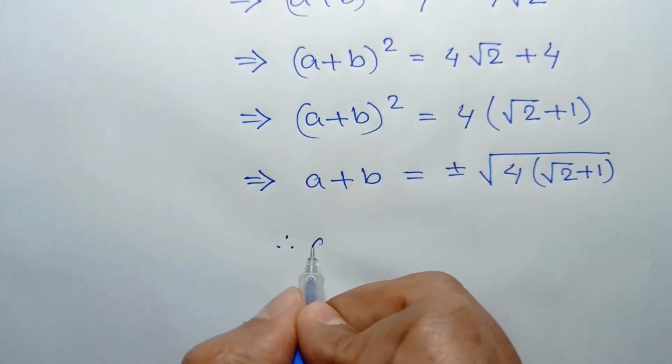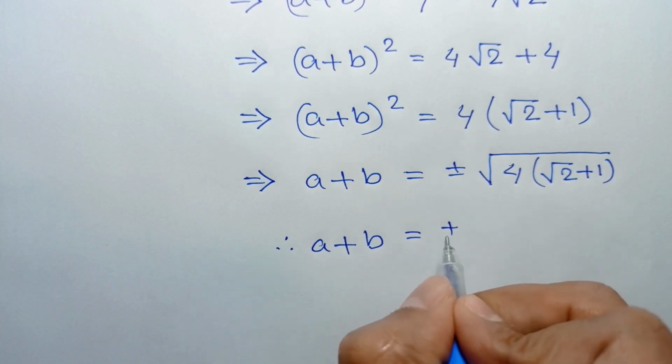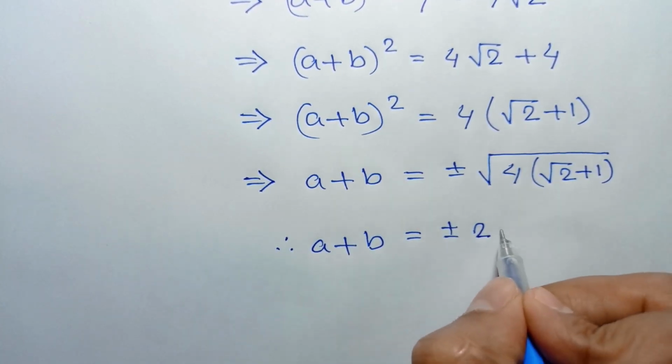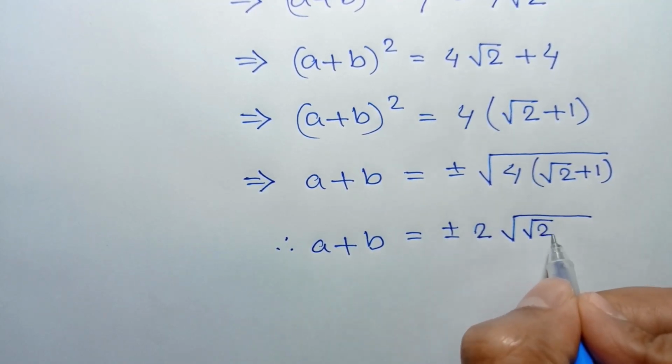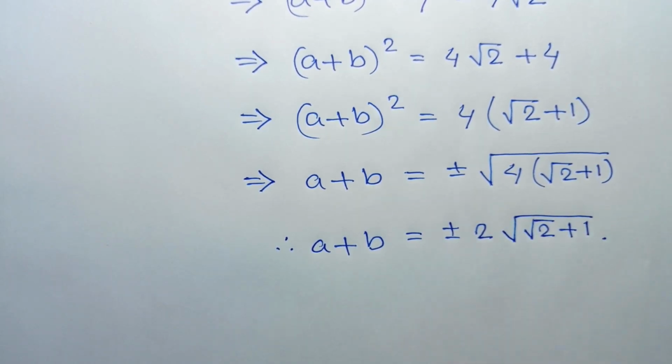So the value of a plus b is equal to plus or minus square root of 4 is 2, times square root of (square root of 2 plus 1). So this is the value of a plus b.